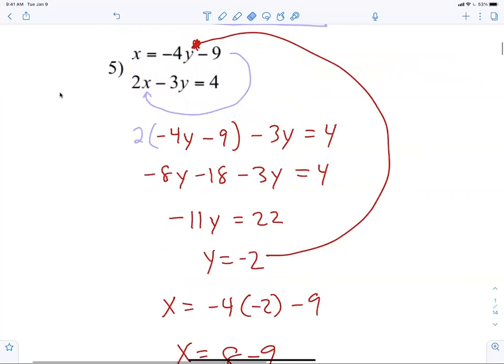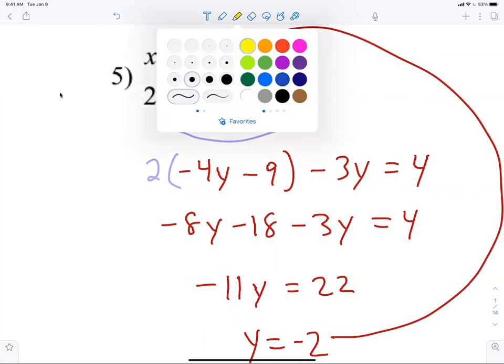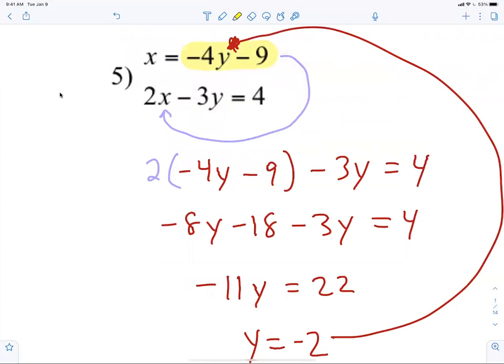Oh my goodness, come on, man, you are brilliant. What does x equal? This is nothing I can make any easier. That's why I get frustrated. There's nothing I can do for you. What does it say? X equals. What do I replace x with? So I replaced this x right here with -4y minus 9.